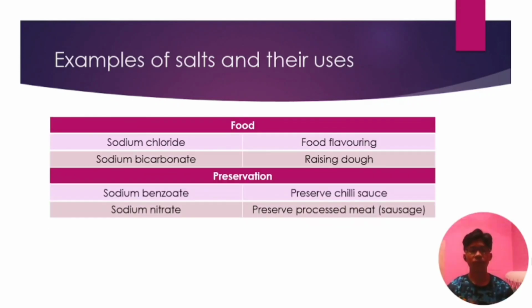Next, for the food sector, we have sodium chloride that can be used for food flavoring. Other than that, we have sodium bicarbonate that can be used to raise dough. Lastly, for the preservation sector, we have sodium benzoate that can be used to preserve chili sauce. Also, sodium nitrate is used to preserve processed meat.